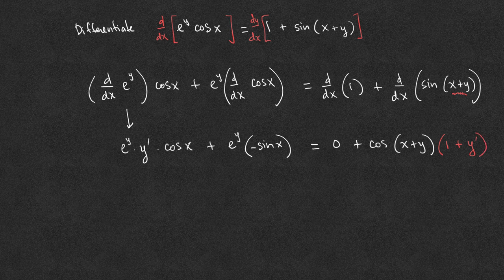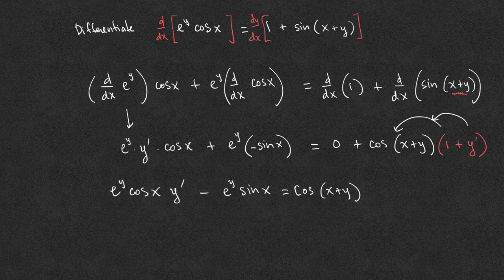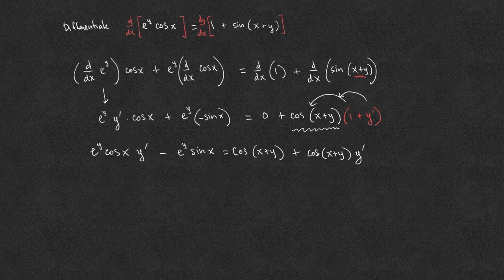And then we simplify this: e to the y cosine of x times y prime minus e to the y sine of x. And then we distribute the 1 inside and the y prime inside to cosine of x plus y. And so the right-hand side is now cosine of x plus y. Cosine of x plus y is one block. We can't separate it. And then plus cosine of x plus y times y prime. There are two terms with y prime, so we need to move them to the left-hand side.